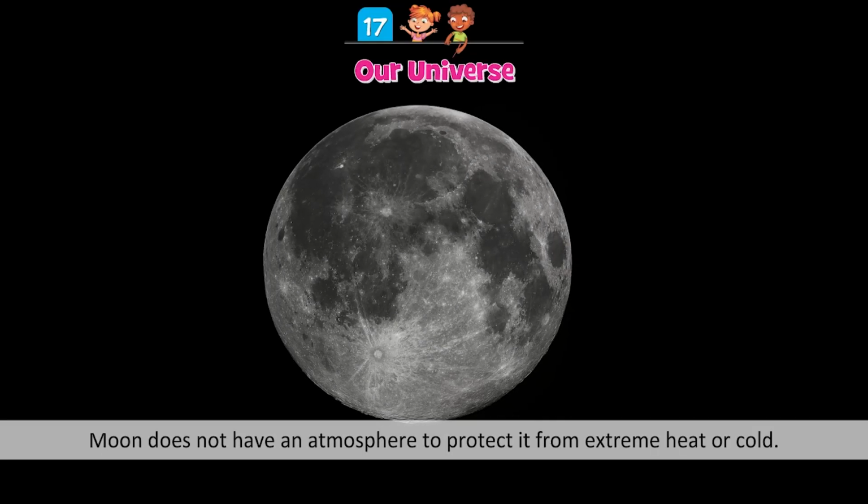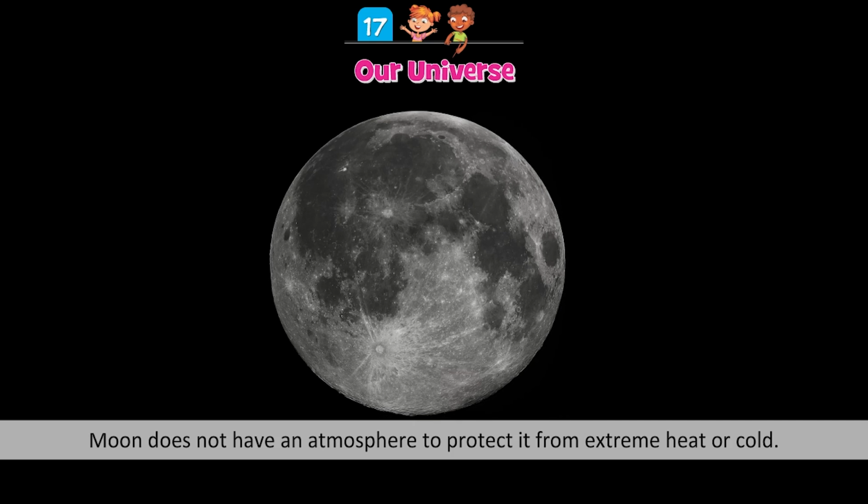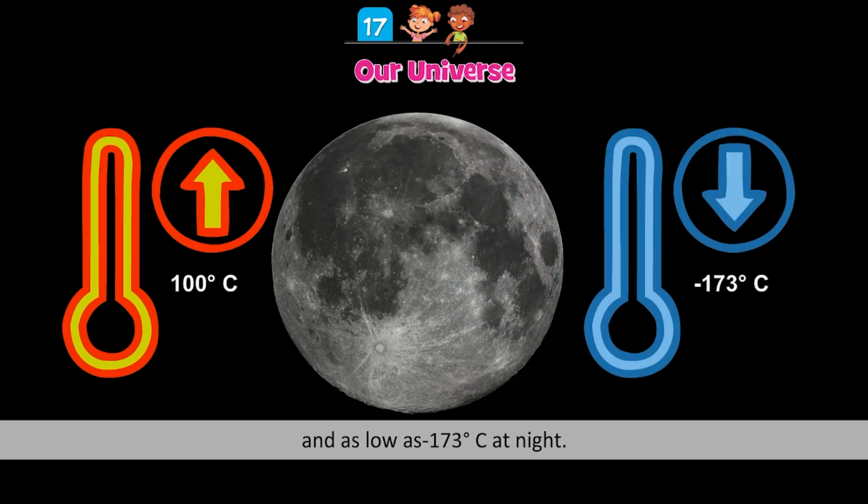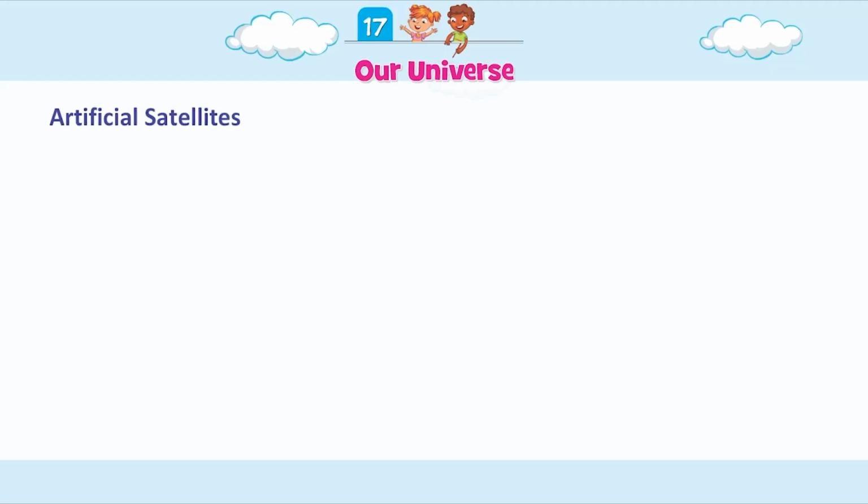Moon does not have an atmosphere to protect it from extreme heat or cold. So, the temperature of the Moon can be as high as 100 degrees Celsius at noon and as low as minus 173 degrees Celsius at night.